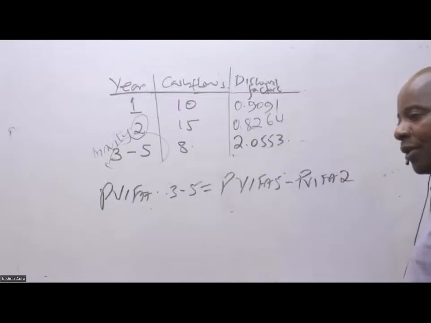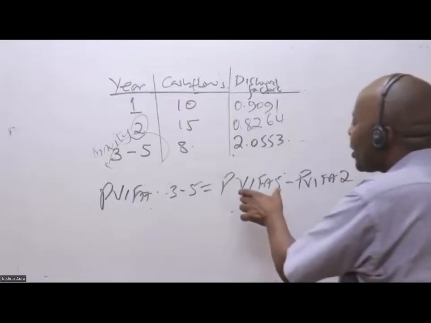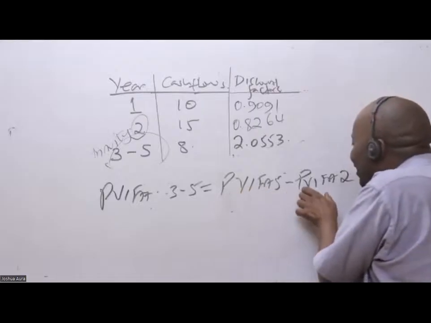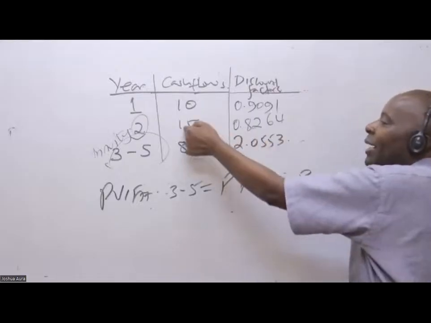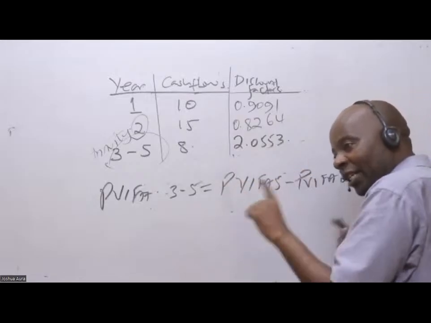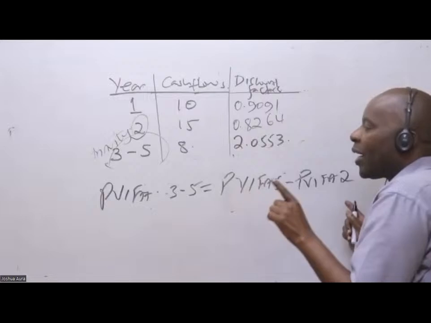You can't say you are taking PV for 5 and then minus PV for 2, simply because these are PV. They cannot marry. It's PV you are deducting first, right? And why is that the case?